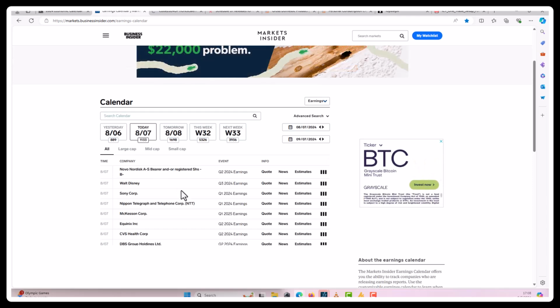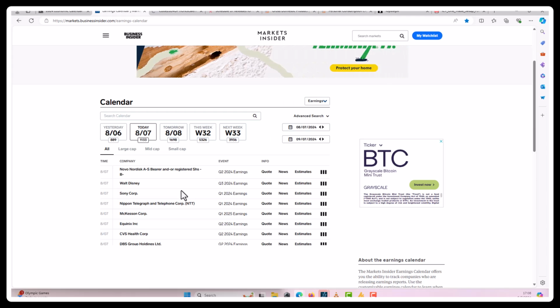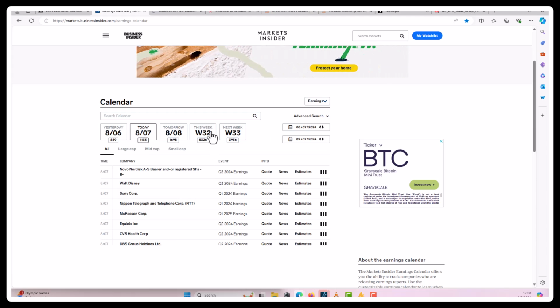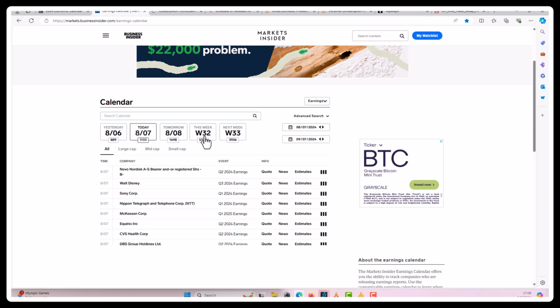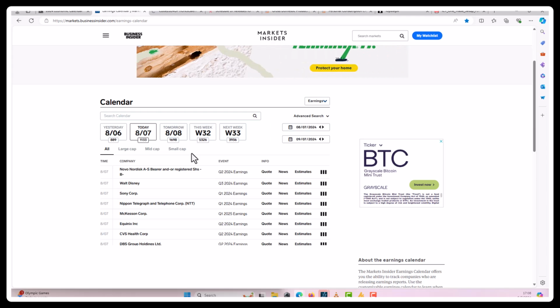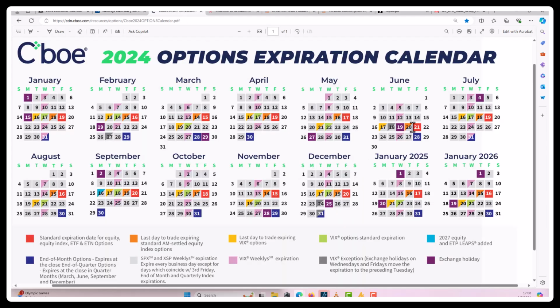It is the second quarter, and we are in week 32, right? In one year we have 52 weeks, so we are at week 32 now. That's 20 more weeks to go for the year 2024. And this week we don't have any option expiration.